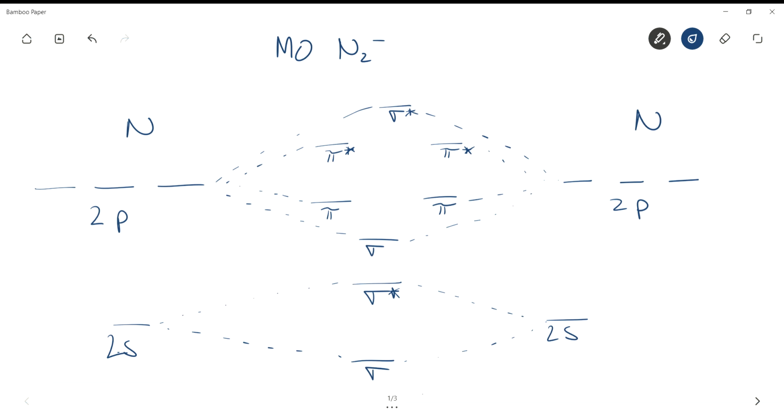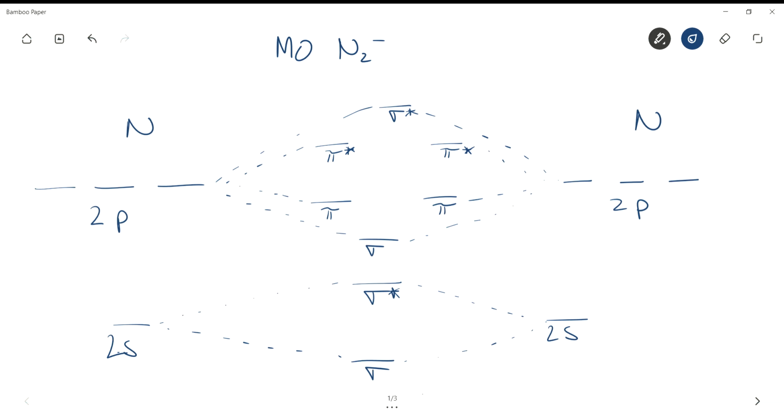I wanted to cover molecular orbital theory because I know it is a difficult topic, and many of us forget it once we have learned it. And so I have used inorganic molecules to help us remember what molecular orbital theory is. So here I'm going to do an MO diagram for N2 minus.